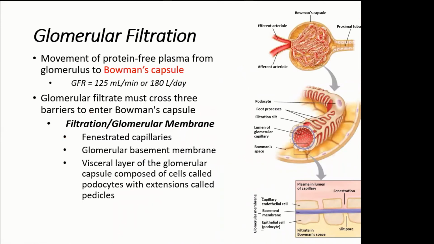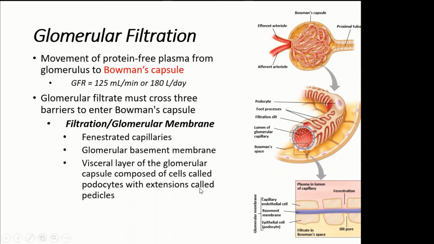So our first big topic is going to be glomerular filtration. So that's the start point where we have mostly plasma coming out of the blood that's moving through the glomerulus and into the structure that we call Bowman's capsule.